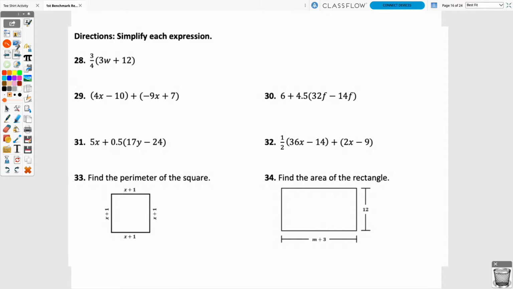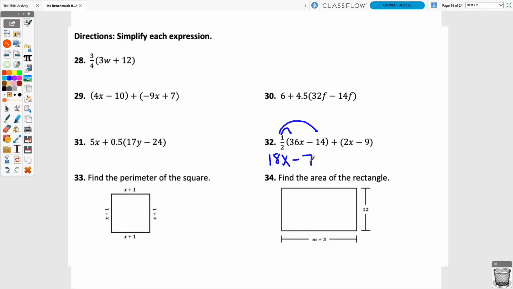All right, guys, so picking up with 32. Yeah, so I'm going to distribute my 1/2 to the 36 and the negative 14. Remember, when we have a unit fraction like 1/2, we can just think half of whatever is in there. So half of 36x would give me what? 18x. And half of negative 14 would be what?